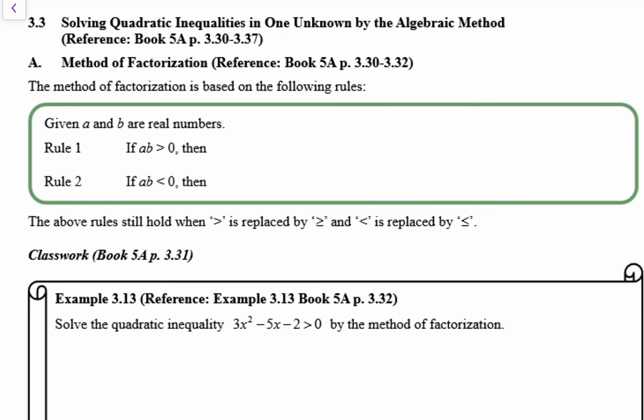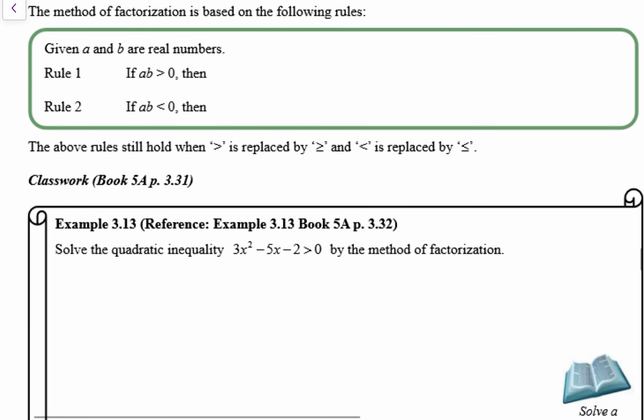We'll continue to solve quadratic inequalities in one unknown, but sometimes we don't always make use of the graph, so we can make use of the algebraic method. So we have section 3.3. We will solve quadratic inequalities in one unknown by the algebraic method. And the first method is called the method of factorization, which is based on the following rules.